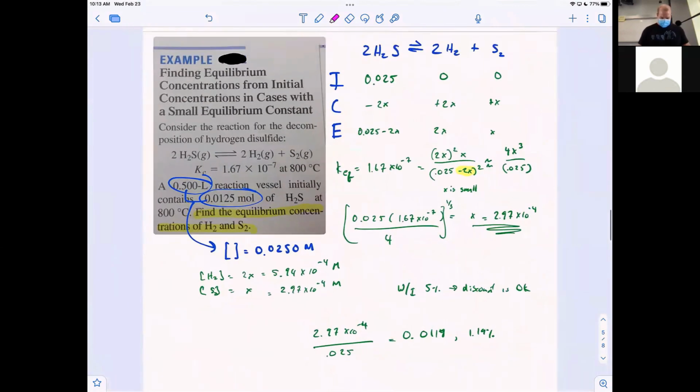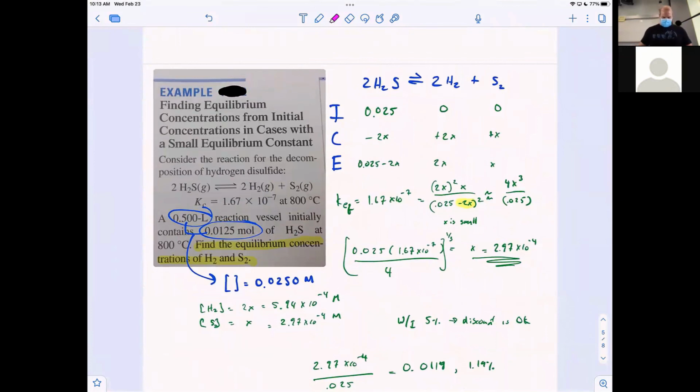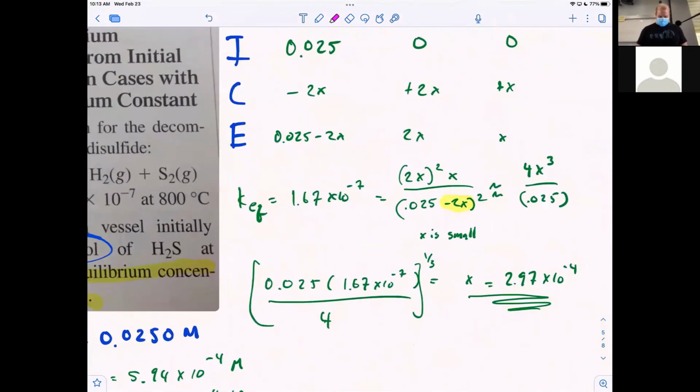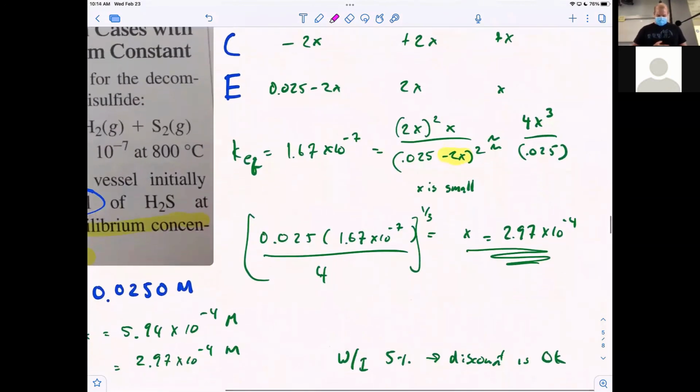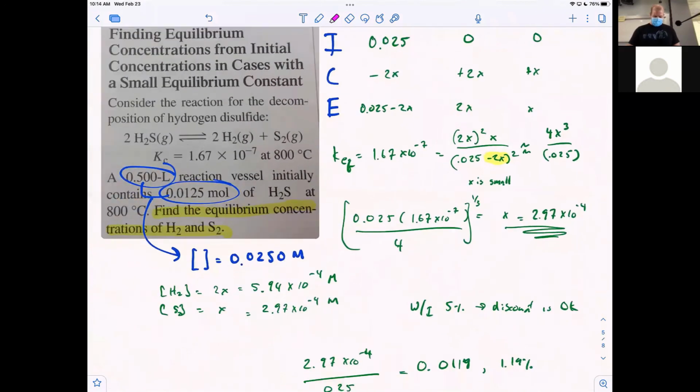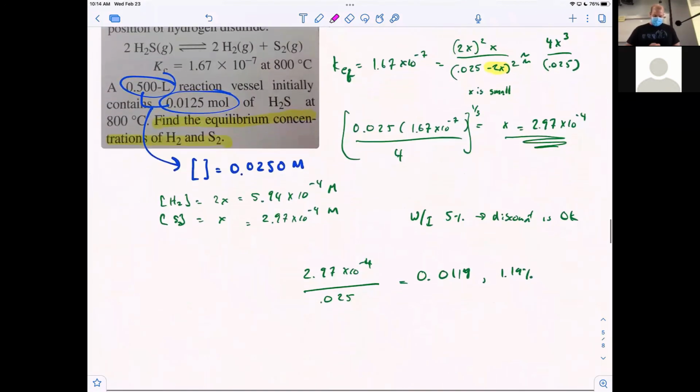Okay, I know there's 2 minutes left. So same idea: initial, change, equilibrium. We're given an initial concentration of reactant. We lose 2x of reactants, and we gain 2x for hydrogen and 1x for sulfur products. We write the equilibrium expression, and we do a trick where we discount the x for the reactants, to say that the products over the initial concentration of reactants is equal to the equilibrium constant. And we get the x, which is within about 1% of the original value, so that's fine.